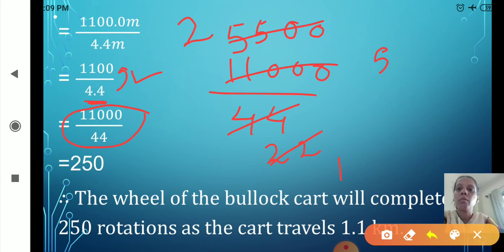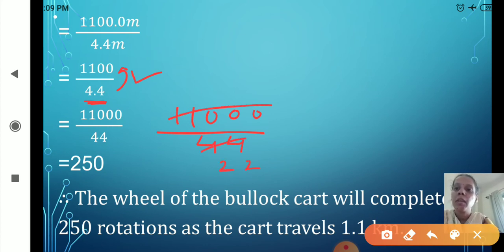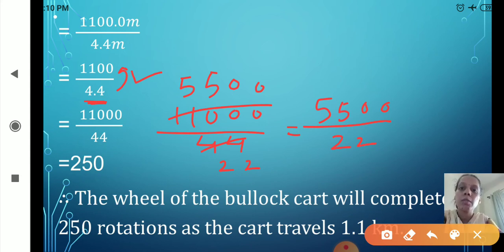First we will divide both the numbers by 2. Once again I will show this division. 11,000 divided by 44, right? Both the numbers are divisible by 2. 2 twos are 4, 2 twos are 4. Here it is 2 fives are 10, 11 minus 10, that is 1 remaining, again 2 fives are 10, and 2 zeros as it is. Now we got 5,500 upon 22.